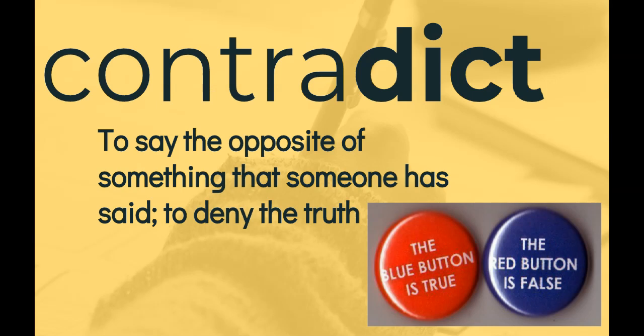Contradict, and this means to say the opposite of something that someone has said or to deny the truth. So in the picture there you see it says the blue button is true and the red button says the red button is false. Well, the blue button can't be true and the red button can't be false.